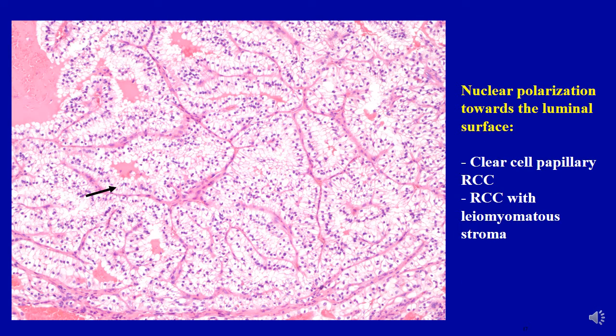Also, you can pay attention to the nuclear polarization towards the luminal surface. This particular feature was originally considered quite specific for clear cell papillary renal cell carcinoma, but in our recent study, we showed that renal cell carcinoma with leiomyomatous stroma can also show this particular feature. But when you see this as a prominent feature in a tumor that otherwise shows features of clear cell papillary renal cell carcinoma, that is considered a pretty characteristic feature within that spectrum, and I will talk more about these two entities later on as well.